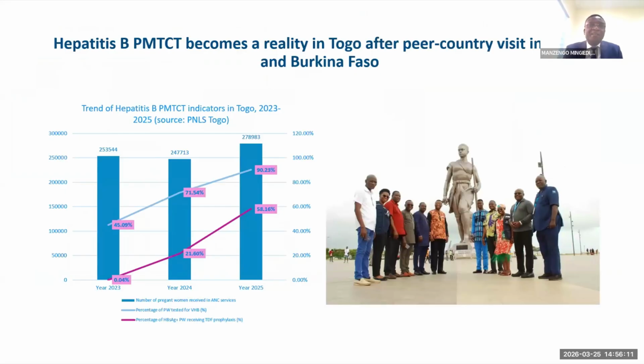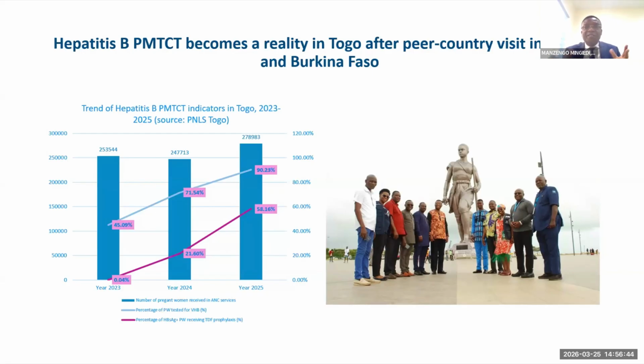Yes. It is also a good story we are sharing with you. Togo had a weak performance on PMTCT for hepatitis B. You can see that in 2033, almost nothing was done. 0% of prophylaxis for pregnant women with hepatitis B.